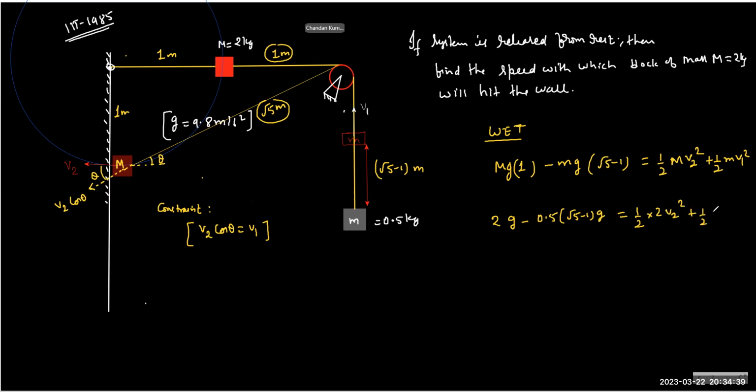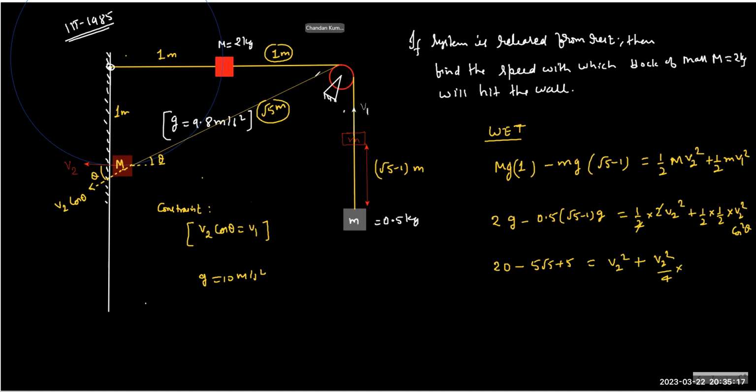And here it is easy to write V1 as V2 cos theta. So it will become V2 square cos square theta. That's easy. And we can put the g value as, let's take 10 to just solve here. In the actual convention, it was 9.8, but you can take 10. So that's 20 minus 5 root 5 plus 5 is V2 square, this gets cancelled, plus V2 square by 4 into cos square.